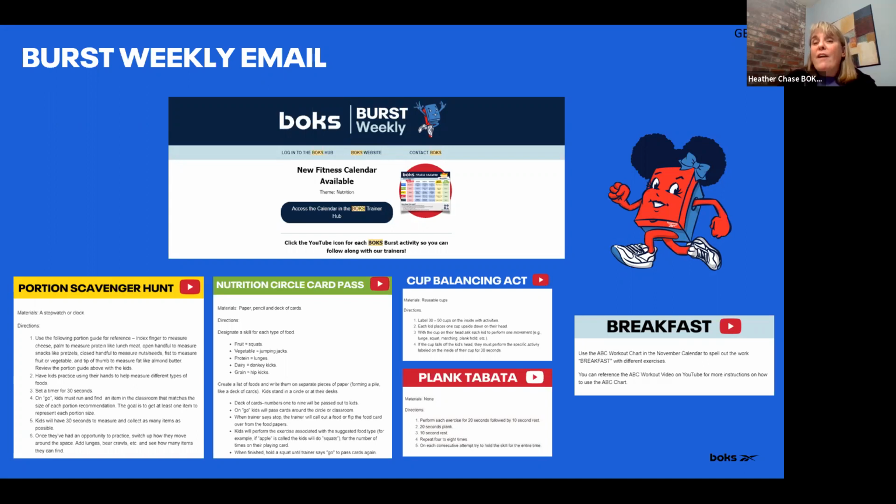And then one of our famous and most popular BOKS bursts are the ABCs. And as PE health teachers, you may have seen this, where each letter of the alphabet is designated with a skill. Say, A might be squats, B might be sit-ups, C might be jumping jacks, all the way down the line. And then we had a quick little blurb about breakfast, and the kids were to spell the word breakfast and do the activities with each letter. So that's kind of an example of one week of BOKS bursts.